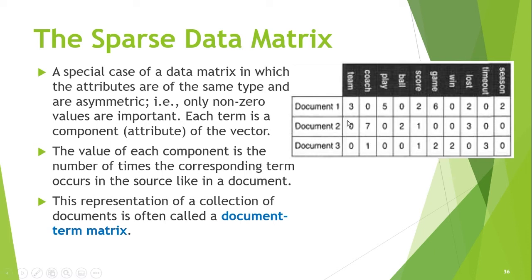Now, if you may notice here, say for document 1, we have team 3, coach 0, play 5, etc. Kung ilan lang, bibilangin mo, tapos yun yung ilalagay mo, yun yung sparse data matrix. This is an example of a sparse data matrix.